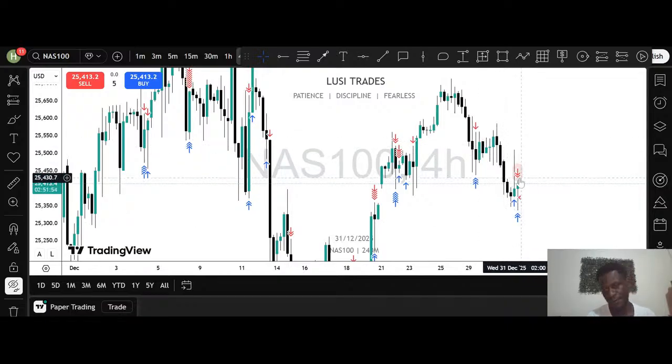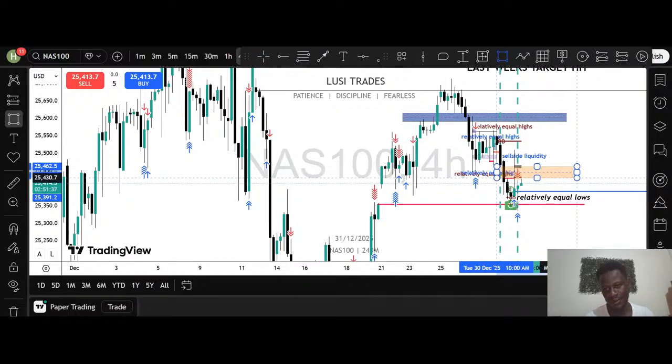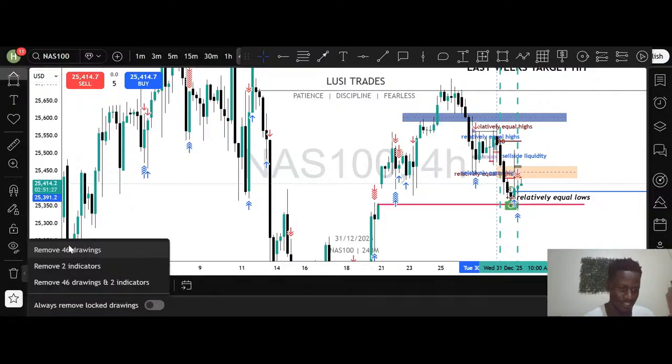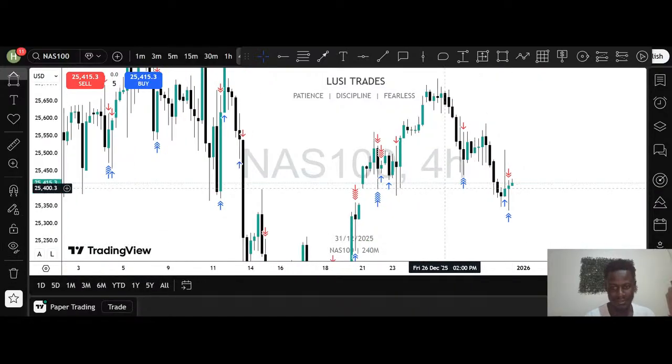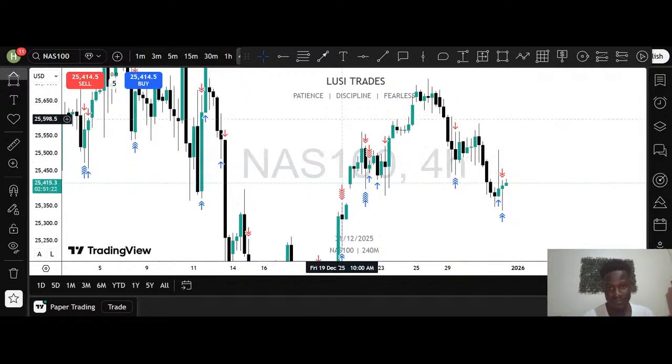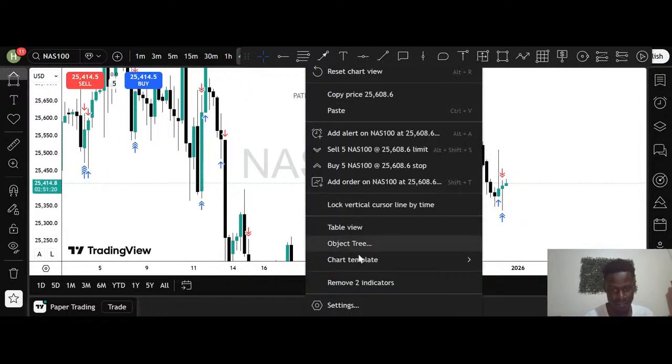If at all we are going to maintain lower prices, then we don't want to see any candle close above this, more so above the upper portion of this. I'm having too many things on my chart, so let me just delete everything and then we start afresh. With this, let me remove the executions also.